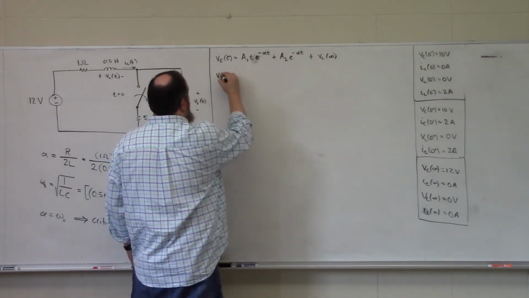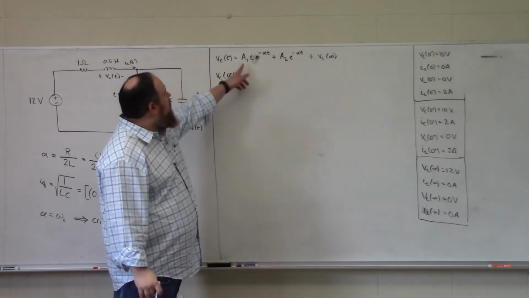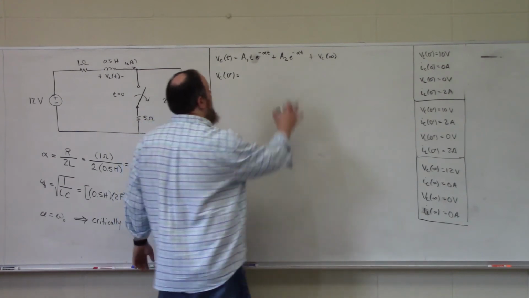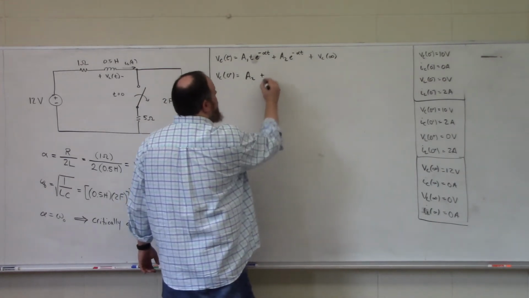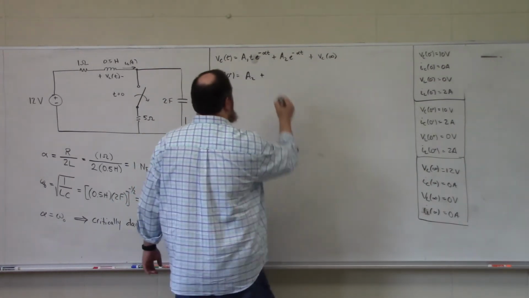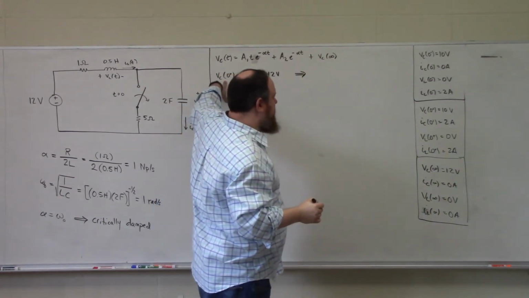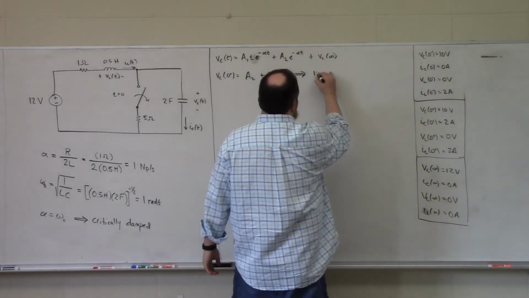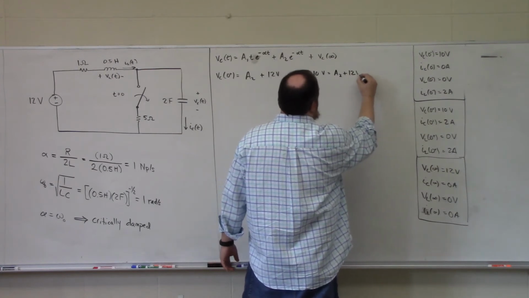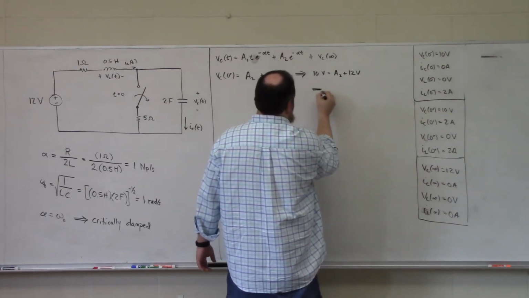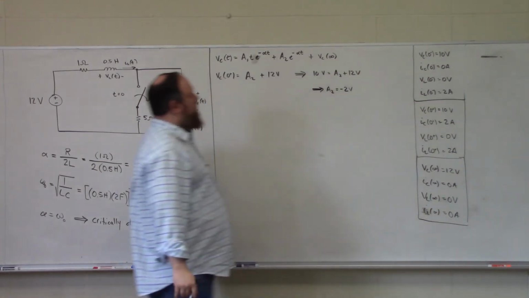At t is equal to 0, our first term goes away because A1 times 0 is 0. Then we're going to have A2 times e to the 0, which is 1, plus VC at infinity, which was 12 volts. So this gives us VC at 0 plus, which is 10 volts, is equal to A2 plus 12 volts. A2 must then be equal to negative 2 volts.